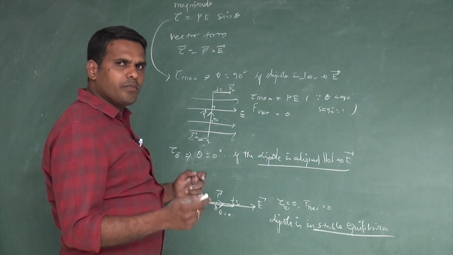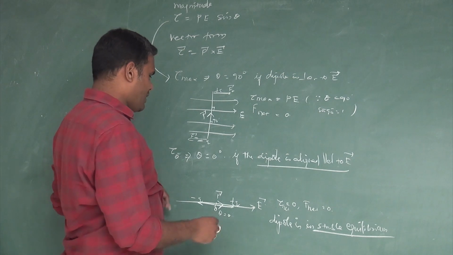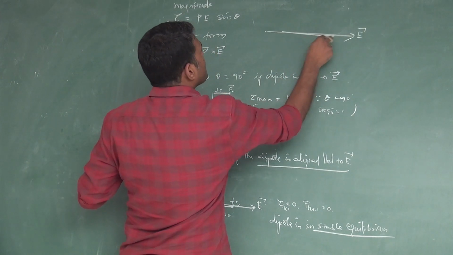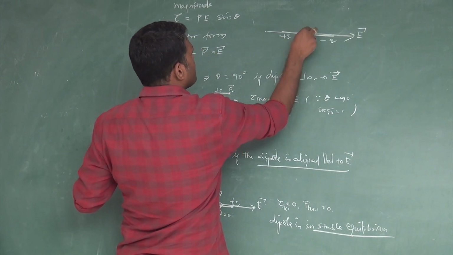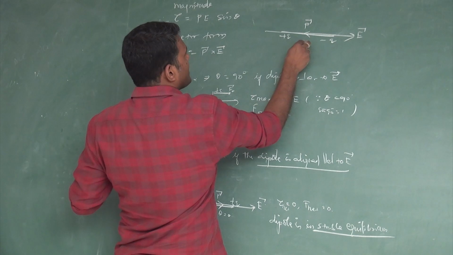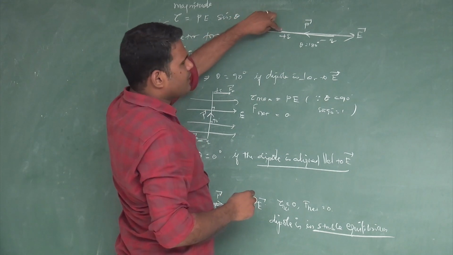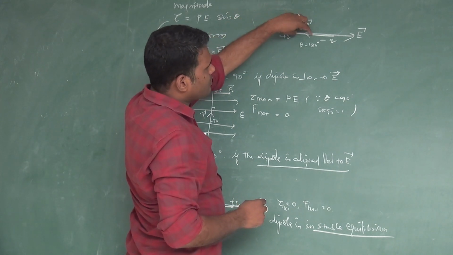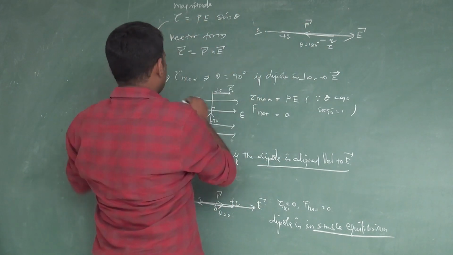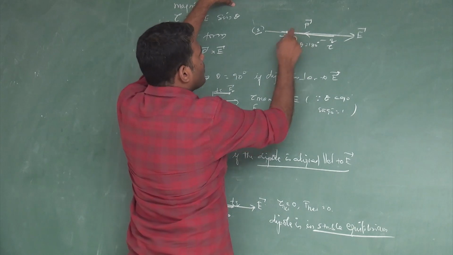So shall we say the dipole is said to be in unstable equilibrium? Of course, yes. The dipole will be in a state of unstable equilibrium when the dipole is aligned to the electric field in the direction opposite to the field, minus q, plus q. The dipole moment P vector is aligned opposite to the electric field. If it is the case, then theta equals 180 degree. In this particular case also, the torque acting on the dipole is 0, the force acting on the dipole is 0. So I can consider this as the third case. This is 1, this one is 2, and this one is 3. In the third case, theta equals 180 degree.